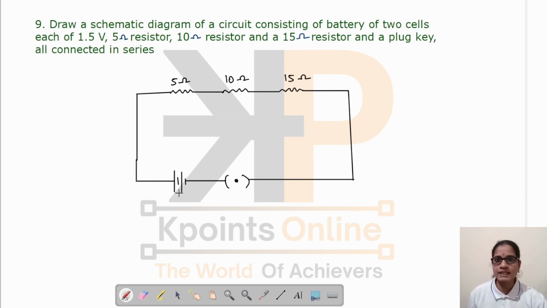This battery has 2 cells, each of 1.5 volt, which means the total voltage will be 3 volt. We have to show the direction of current here. It is always shown opposite to the flow of electrons, that is from higher potential to lower potential. So this is the direction of current. This is how we will show the schematic diagram for a circuit consisting of a battery of two cells and the resistors having resistances 5 ohm, 10 ohm and 15 ohm. These are all connected in series.